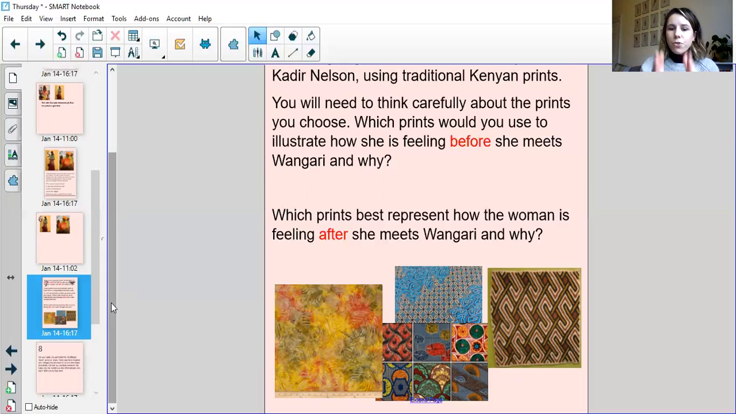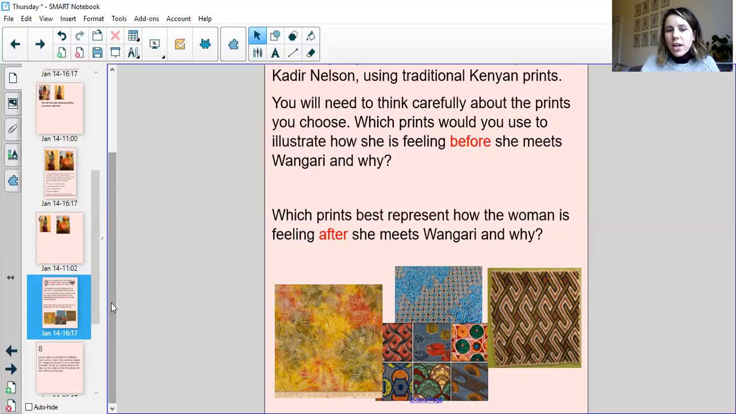So we want the pictures to reflect how they're feeling, okay? And then think about how the woman feels after meeting Wangari. Okay, she's given her some hope. She's given her some seeds to plant this tree, which is going to give her food, will give her firewood, okay? So then think about the textiles, think about the colours, the patterns that you would put on this woman after meeting Wangari. You're probably going to want some brighter colours, lots more patterns going on, okay?